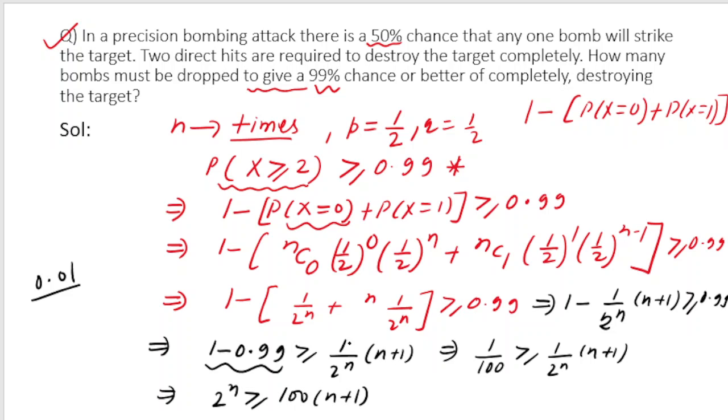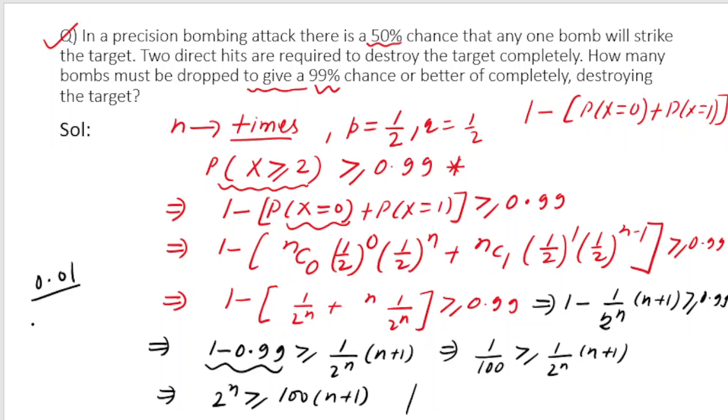I hope there is no confusion in the calculation. If you have any confusion, you can try it yourself and let me know. So I just did the cross multiplication. I multiplied it with 2 to the power n on this side and 100 on that side. Now to solve this, one way is to use the log and make it complex. Otherwise we can also go by the trial method.